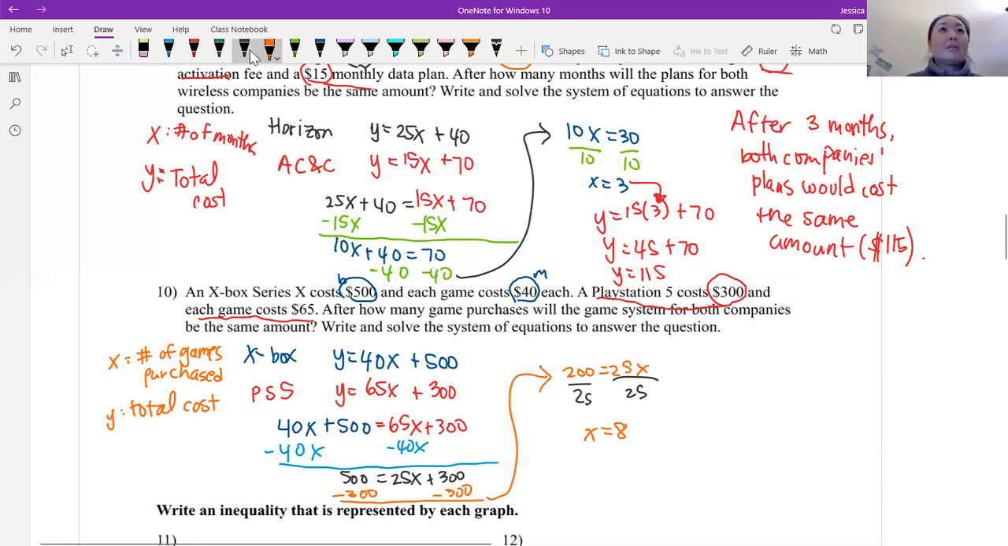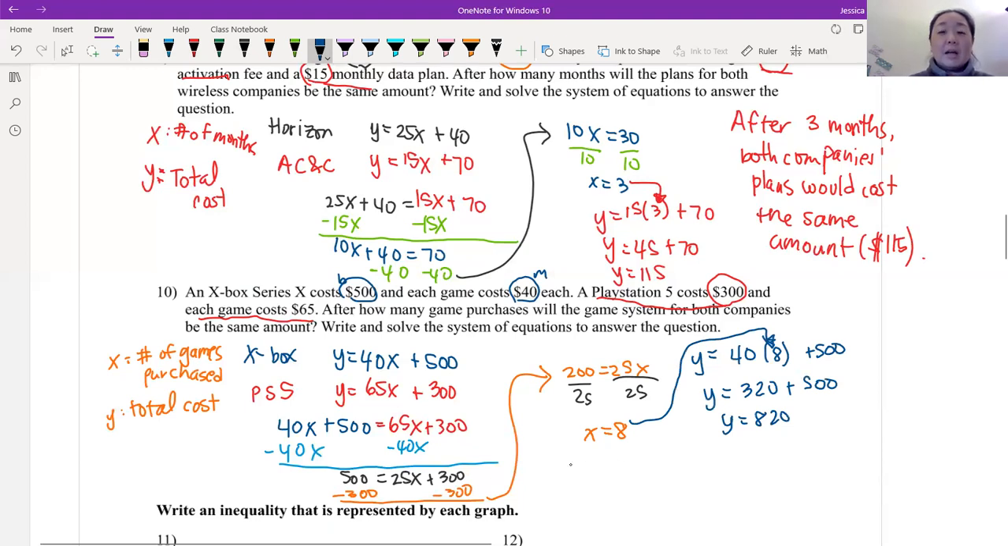And what does that mean? We have to put it back into the equation. So we'll use the top equation just because 40 is easier to multiply 8 with, since I'm not using a calculator right now. So this 8 goes right in there, plus 500. So y is equal to 320 plus 500. So y is equal to 820.